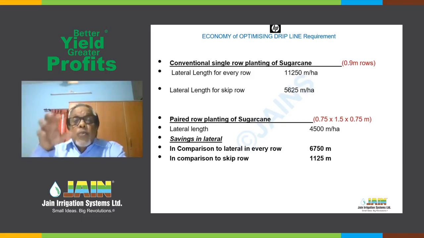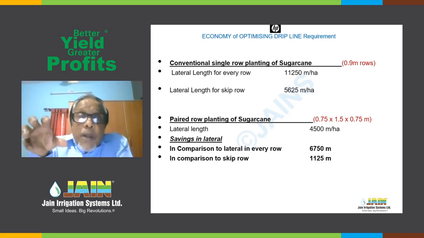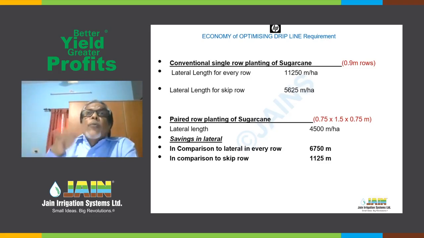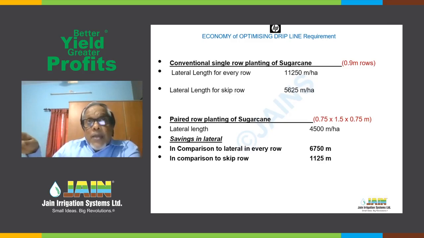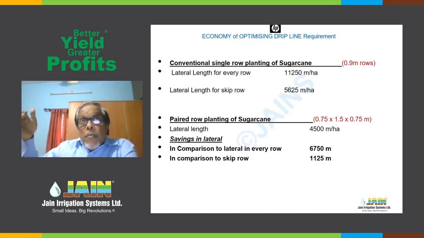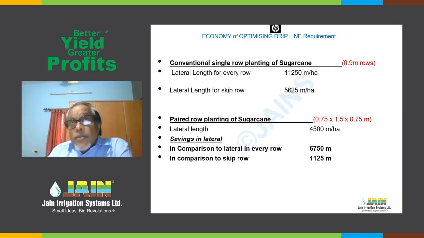So this is where an intervention, because of the drip irrigation technology, has helped in changing crop geometry. That's the point here. Instead of adjusting drip lines to crop geometry, here drip line alignment has helped in improving the crop geometry, because what happened was, from 0.9 meter row to row spacing, when you went into paired row, yield increased.